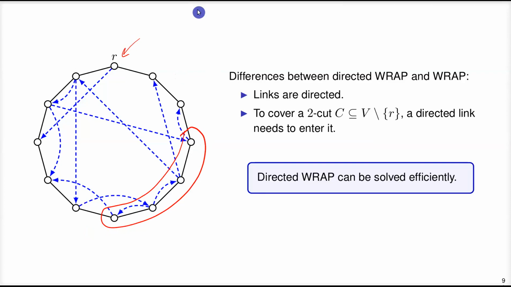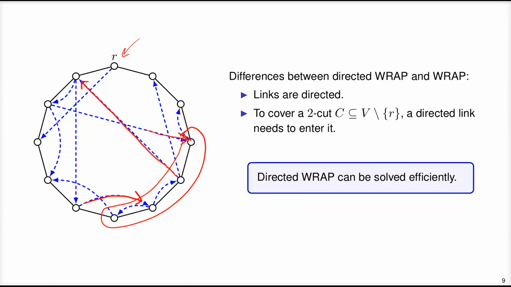In the undirected version, every 2 cut has to be crossed by a link. In the directed version, we require that at least one directed link is actually entering the 2 cut. If you look at this 2 cut here, there's, for example, one link that's leaving, so that one is not covering the 2 cut. But there are also 2 links that are entering, one over here and one here. So these links do cover the 2 cut. Our goal is to select a min cost set of directed links that will cover all 2 cuts. That's the directed version.